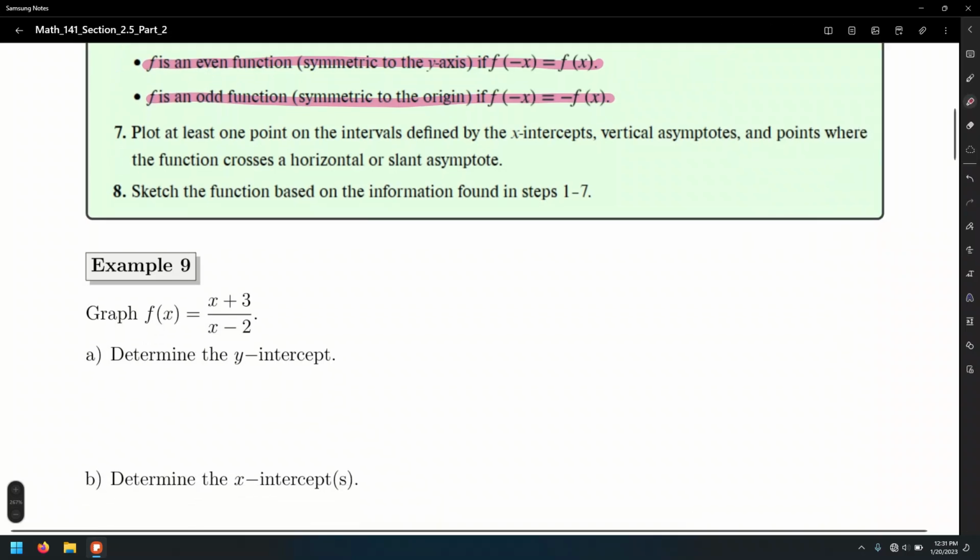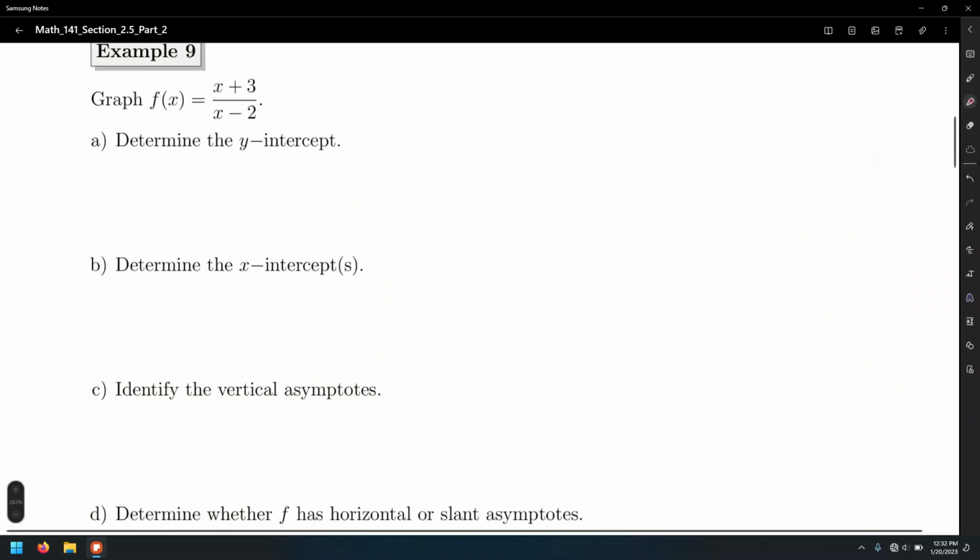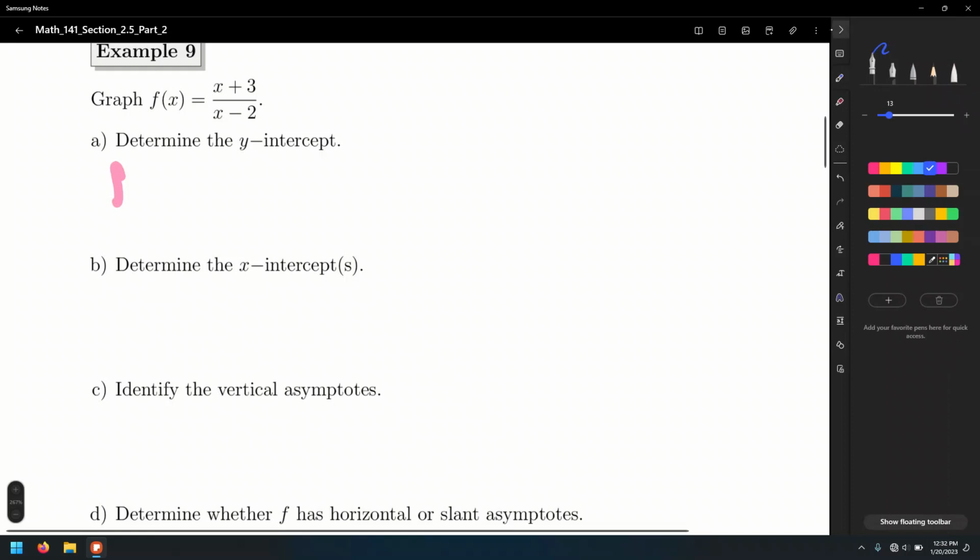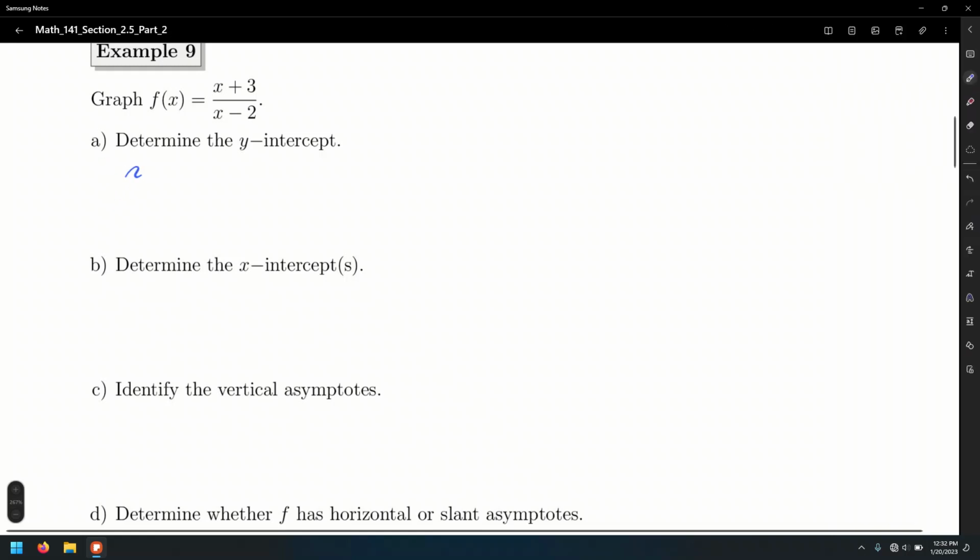So let's look at one basic example. Graph f of x equals x plus 3 over x minus 2. So number one, let's get the y-intercept. To get the y-intercept, evaluate f of 0. So that's 0 plus 3 over 0 minus 2, that is negative 3/2. And recall that intercepts are supposed to be expressed as ordered pairs: 0, comma, negative 3/2.